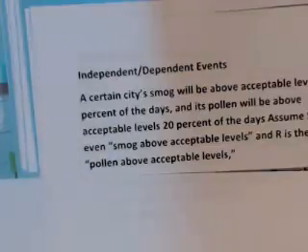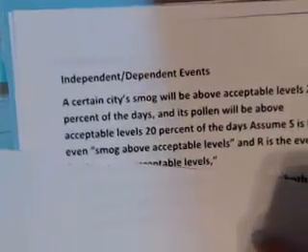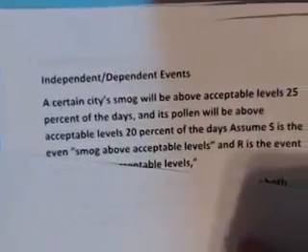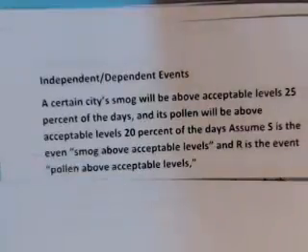In this example, it says that a certain city's smog will be above acceptable levels 25% of the days, and its pollen will be above acceptable levels 20% of the days. So we're going to let S be the smog above acceptable levels, and we're going to let R be the pollen that is above acceptable levels.